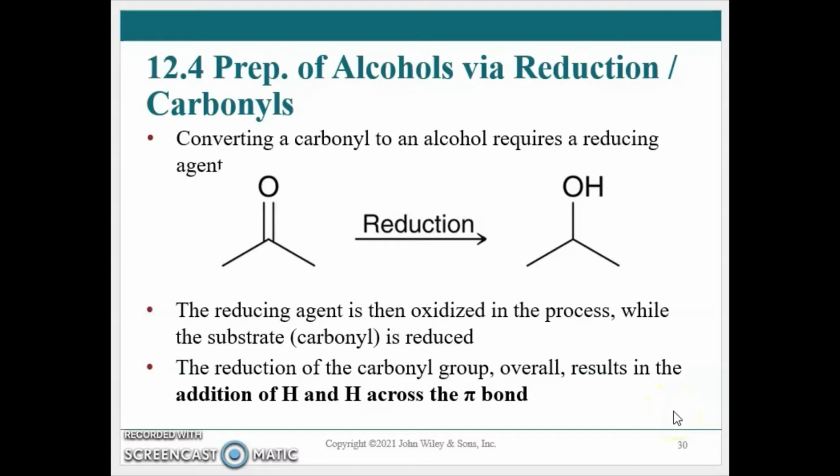So now we recognize that we can convert a carbonyl to an alcohol using a reducing agent, an agent that effects the reduction on the substrate, going from a carbonyl to an alcohol. The reducing agent is itself oxidized in the process.